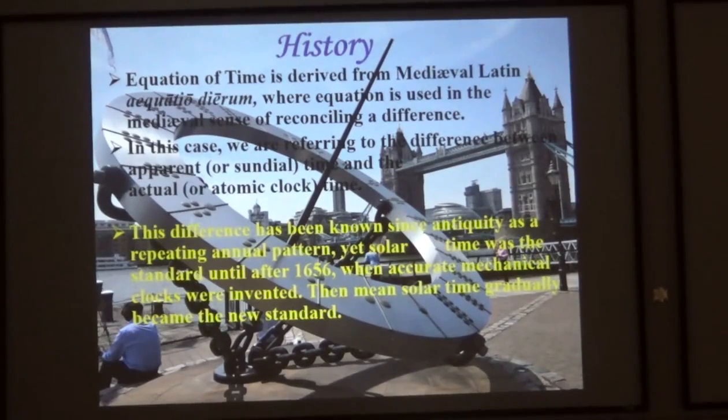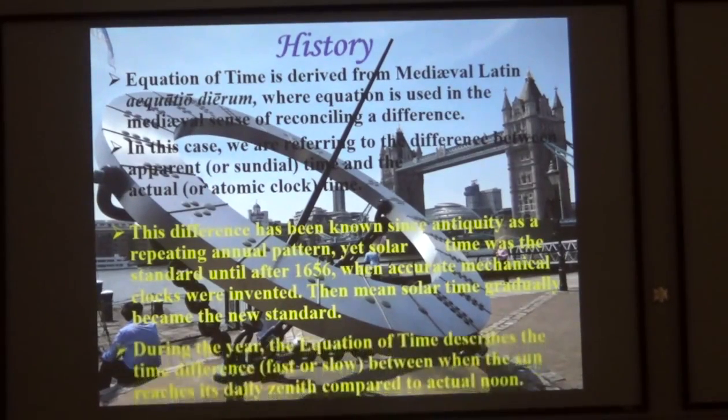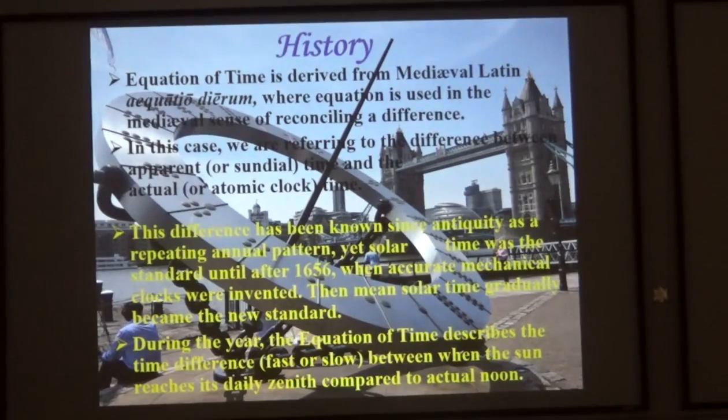Like I said, it was in 1656 that they managed to devise an accurate mechanical clock that would keep time. After that, solar time eventually became obsolete once people put their faith in mechanical clocks, and that became the new standard. It came as a surprise to me that it was only a few hundred years ago that this happened. Anyway, I've already explained that it's the difference between when the sun reaches its daily zenith compared to the actual noon time.